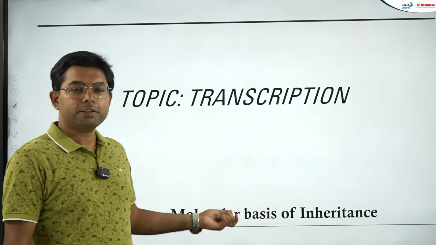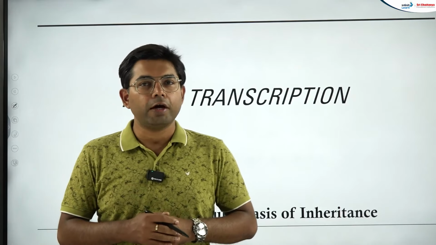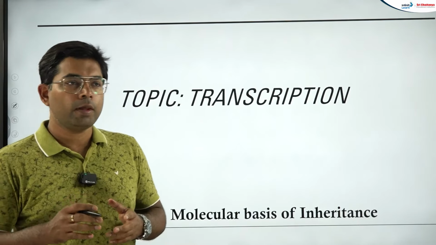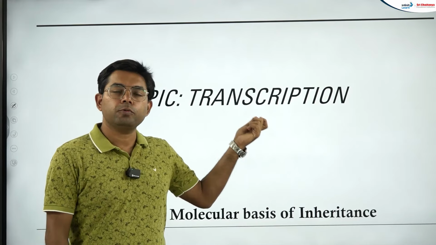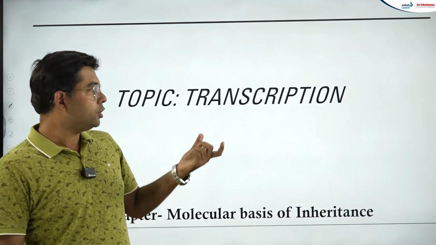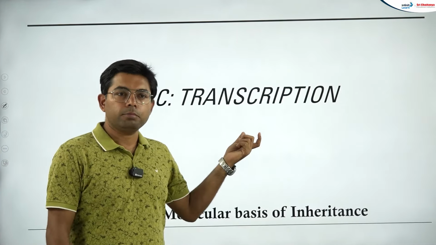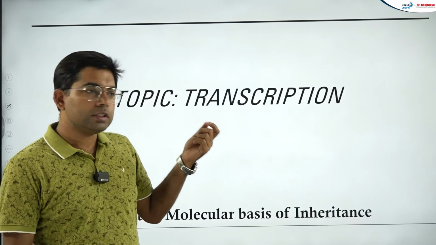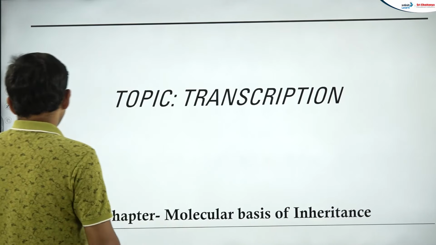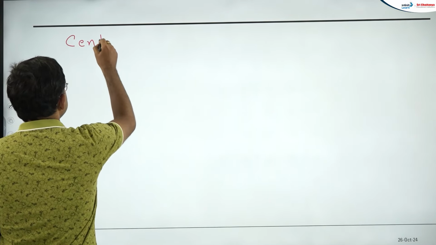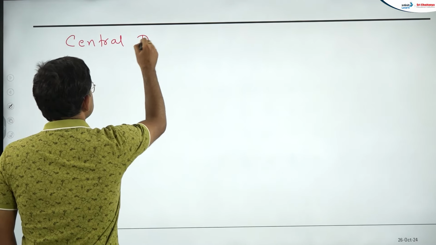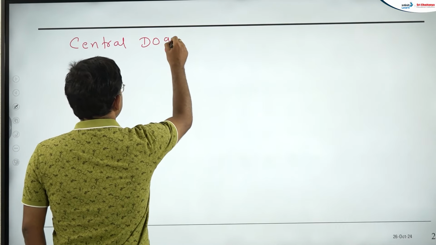So from this chapter approximately 4 to 5 questions are asked every year, and specifically from this topic minimum 2 questions will be asked. So this becomes a very important topic. So today we are going to see this topic, and in this let's first start by understanding what is central dogma. So let's first understand central dogma.